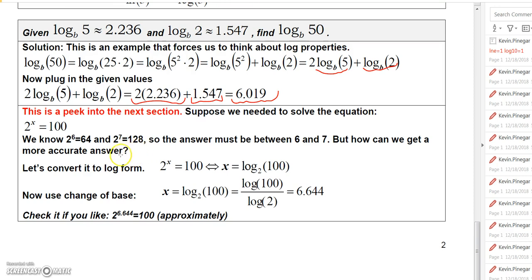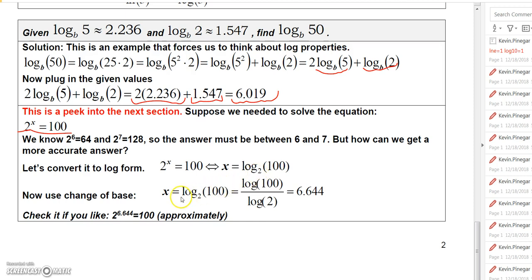Now let's take a sneak peek into the next section. Suppose we needed to solve the equation 2 to the x equals 100. Well, we know 2 to the 6th power is 64, and we know that 2 to the 7th power is 128. So the answer must be between 6 and 7. But how can we get a more accurate answer? Well, we could convert this. Remember earlier we showed you how to convert this into log form? So you could write 2 to the x equal 100 as x equals the log of 100 base 2.